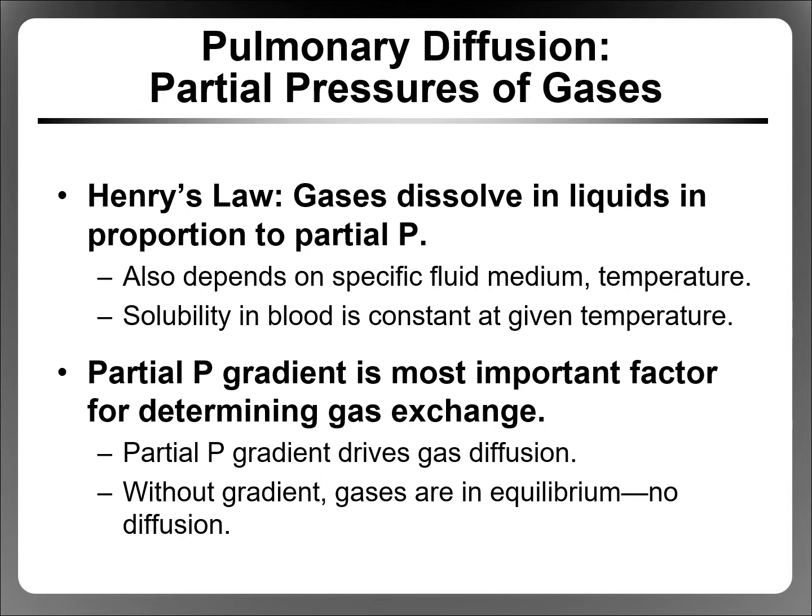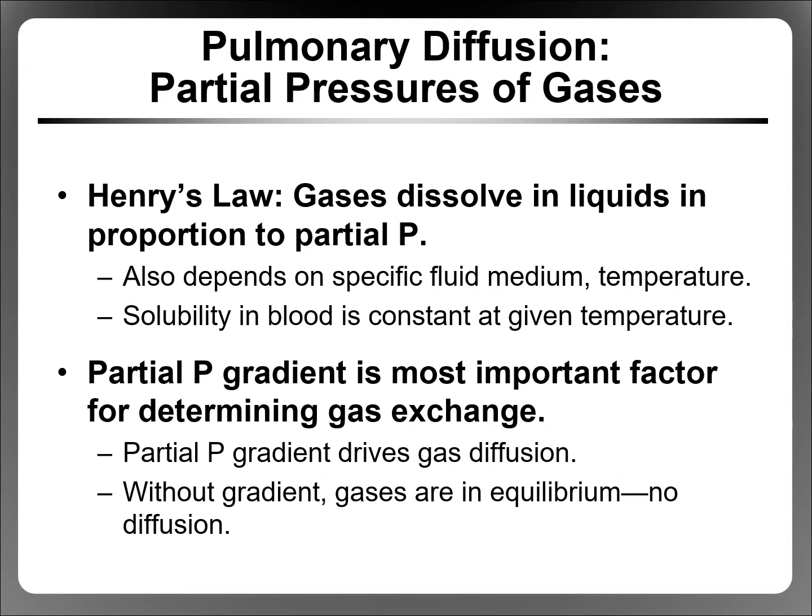So Henry's law tells us the gases that dissolve in liquids, and they are going to dissolve in proportion to their partial pressures. So this typically depends on a specific fluid medium and the temperature. However, we make the assumption that the solubility of blood is constant at a given temperature. This means our partial pressure gradient is going to be the most important factor for determining gas exchange. So our partial pressure gradients are going to drive gas diffusion. Without a gradient, gases are in equilibrium and there is no diffusion.